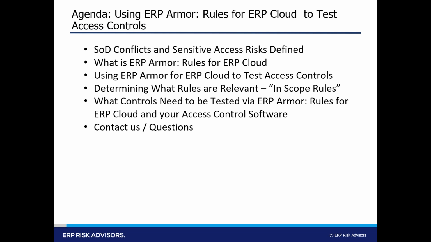And then the 10 components that we're going to look at, the 10 different scenarios of testing access controls. Some of you have also heard me talk about determining what rules are relevant, or what we call in-scope rules. We're going to walk through how that's done, and then we're going to look a little in detail at the first scenario of the 10, which is testing role design. So that's kind of our agenda.